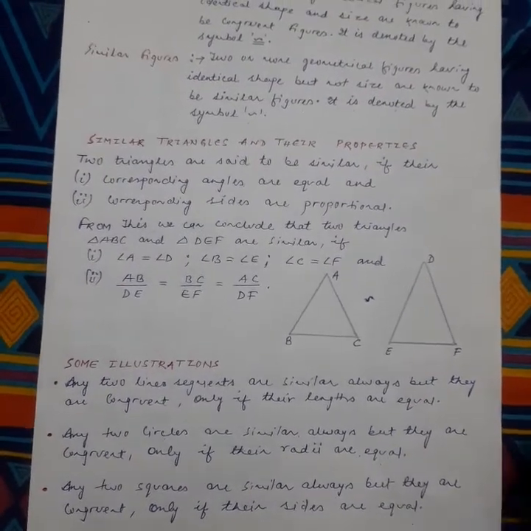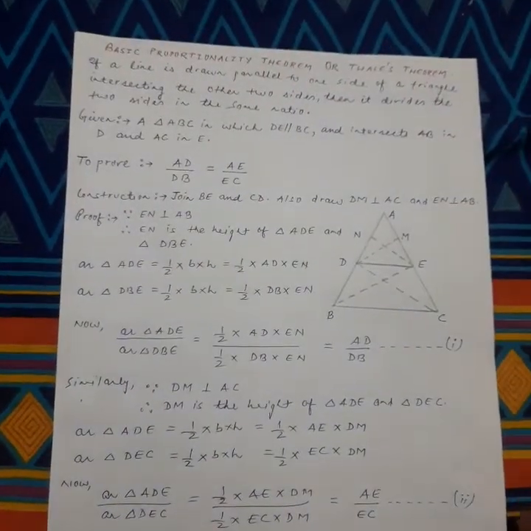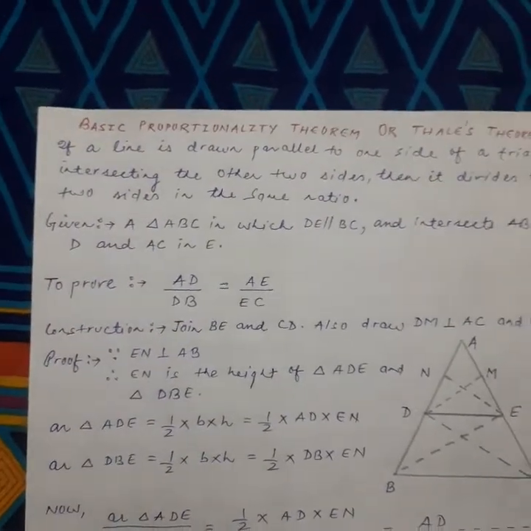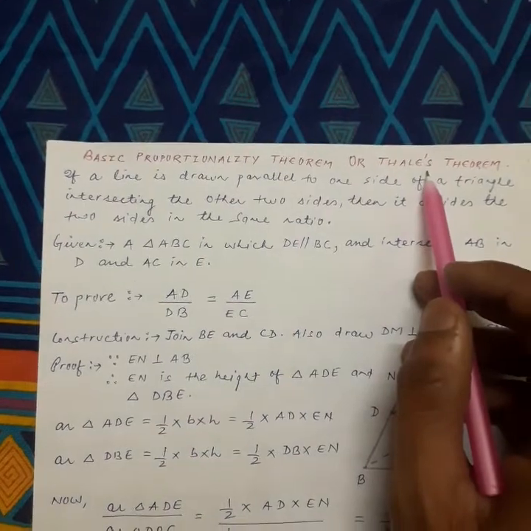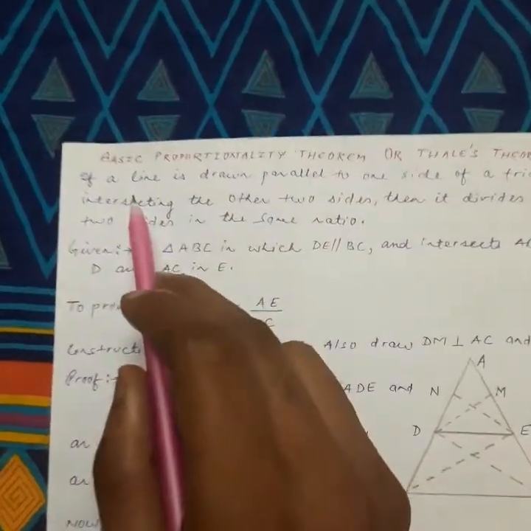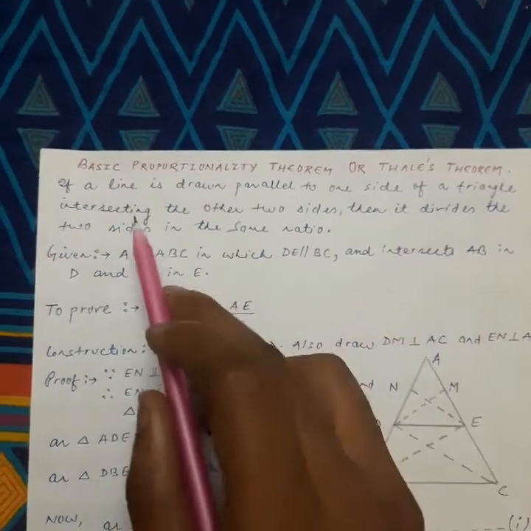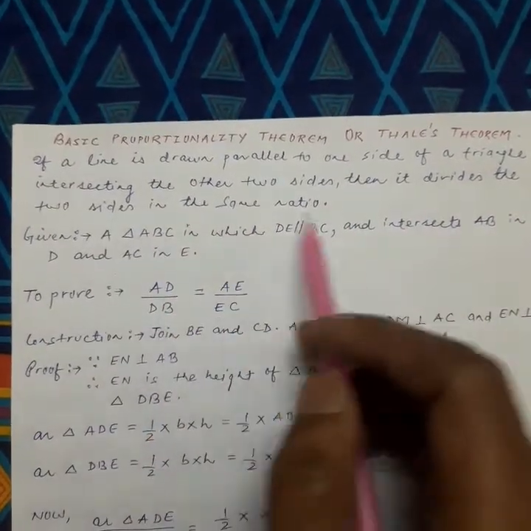Now moving ahead, let us discuss the first theorem of this chapter, that is called the basic proportionality theorem, and this theorem is very important. Basic proportionality theorem is also called Thales theorem. What is this? If a line is drawn parallel to one side of a triangle intersecting the other two sides, then it divides the two sides in the same ratio.